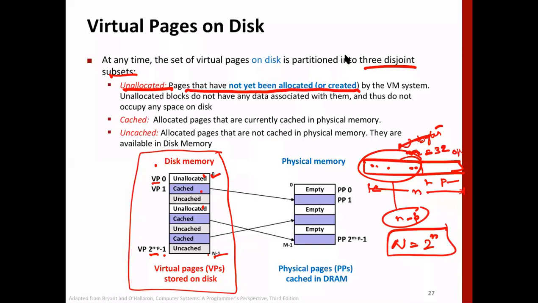And third is uncached. It means that these pages exist, but because of space constraints, they are not brought into main memory. So cached ones are available in main memory, like here, and uncached ones are not brought into main memory yet.